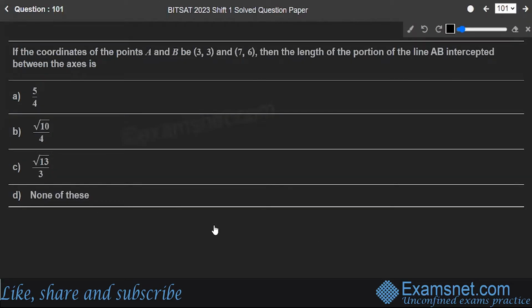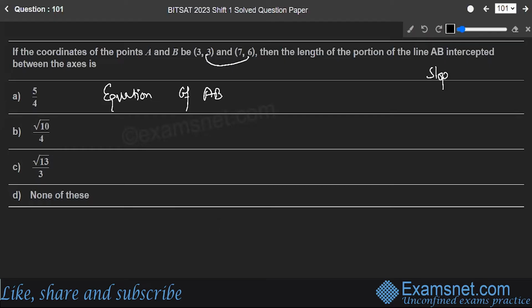Next is 101 question. If the coordinates of the points A and B are this, then the length of the portion of the line AB intercepted between the axes is. Okay, so you have to frame the equation of the line. Let's frame the equation of AB.